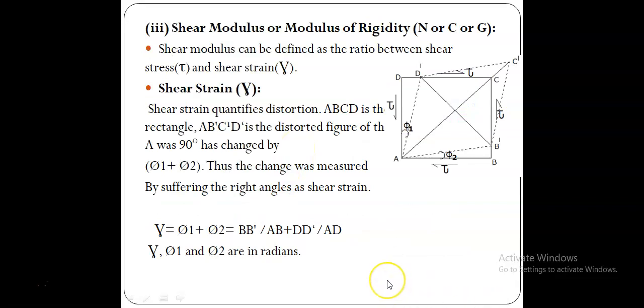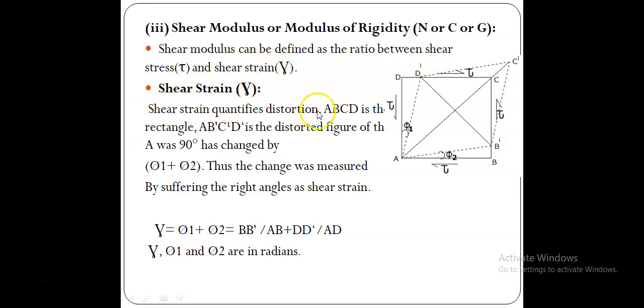Next, shear modulus or modulus of rigidity. Here we use the symbol N, or sometimes C or G. Shear modulus can be defined as the ratio between shear stress and shear strain. So this is another elastic constant. So far we have discussed Young's modulus and Poisson ratio. There are some other elastic constants. The next one is shear modulus. Shear modulus can be defined as the ratio between shear stress tau and shear strain gamma.